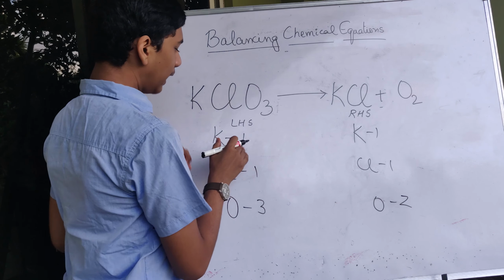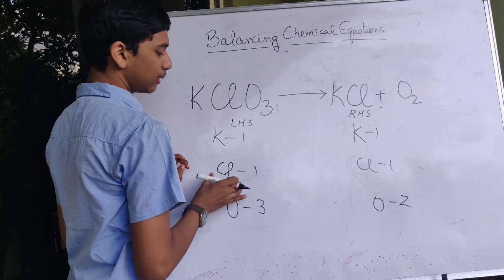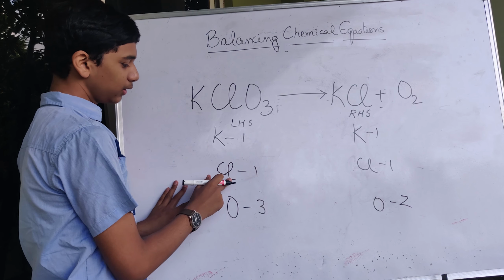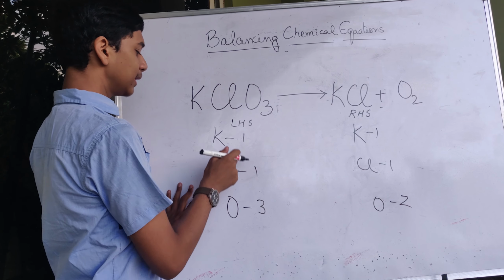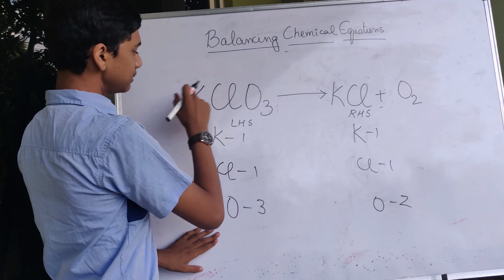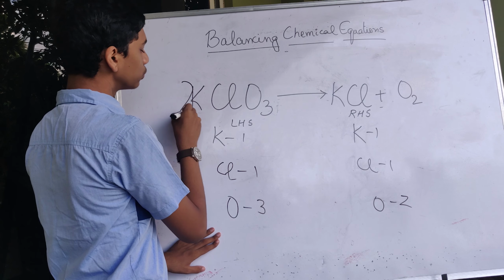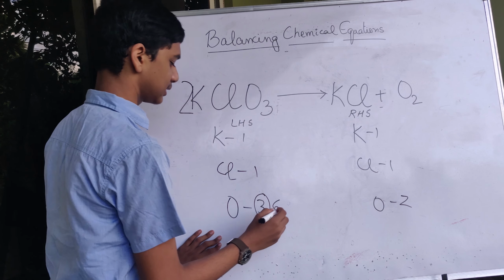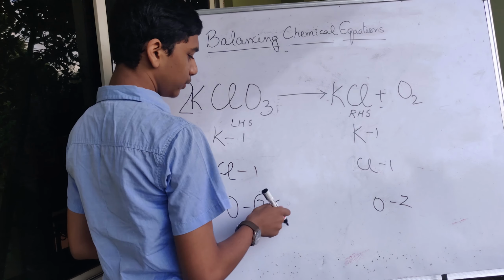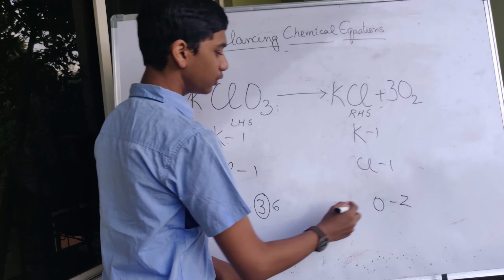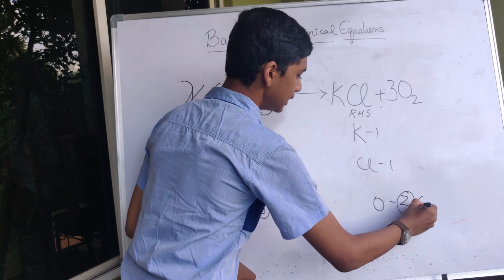To balance this equation, we have to equate the number of atoms for each element. Over here, potassium and chlorine have already been equated. So, let's move down to oxygen. To equate both of these oxygens, simply multiply this with 2. So, the new number of oxygen atoms is 6. To equate both of them again, multiply this with 3. So, the new number of oxygen atoms is 6.